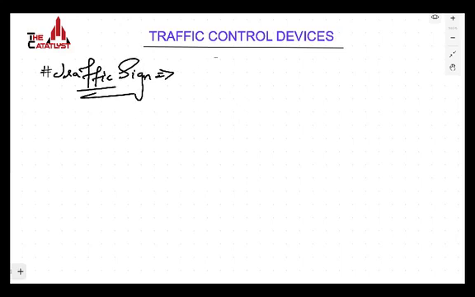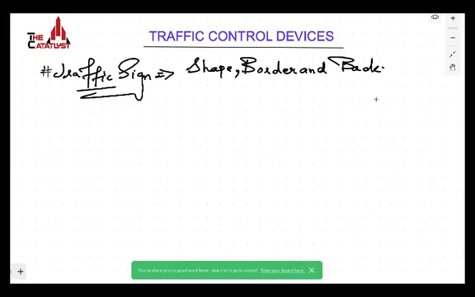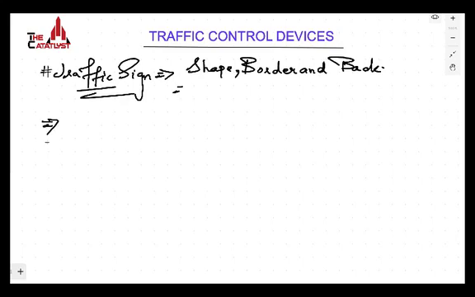In traffic sign, I will provide you with the notes. You just have to remember the shape of the particular sign. Like the stop sign is octagonal in shape, red in color, with the color of the border and the background color. You have to remember this. I will provide you the notes, so remember everything that is written in the notes. That is important. There is no concept in that. You just have to remember the color and the shape, which is easy for you. A one mark question is generally asked.